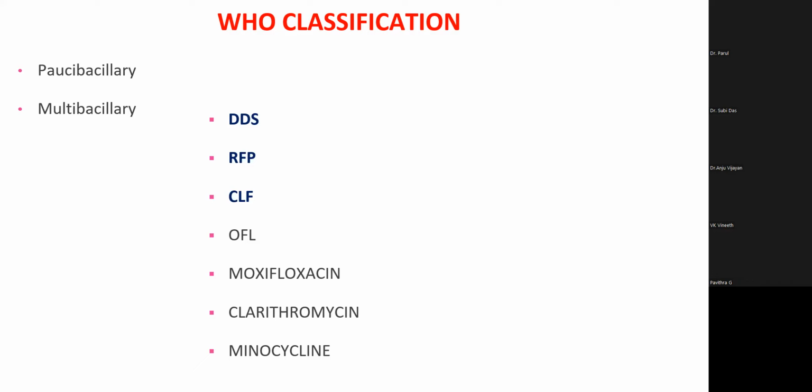But because we are sitting in a tertiary care hospital, we often get to see patients who are highly bacillated. So for these highly bacilliferous patients, we often add one of the other bactericidal drugs, such as ofloxacin or moxifloxacin or minocycline. So these are the second-line treatment for leprosy, and we use them when the bacillary count is very high, in addition to the standard WHO recommendation.